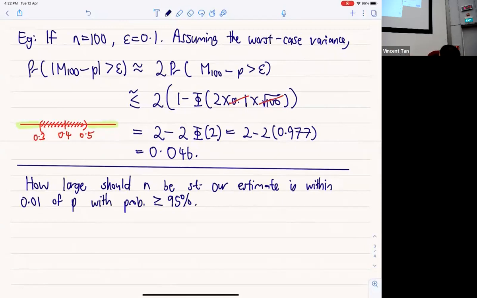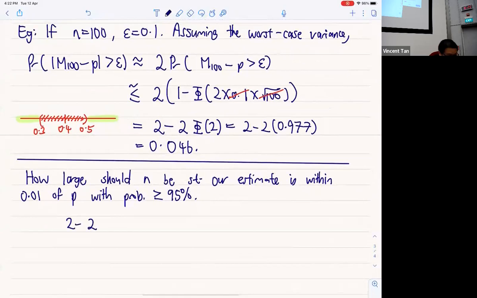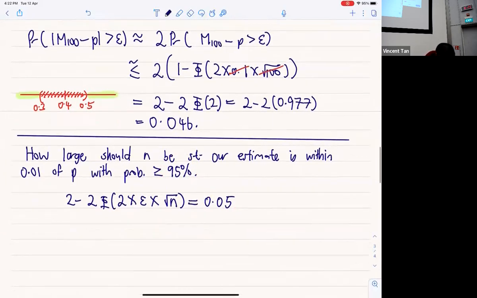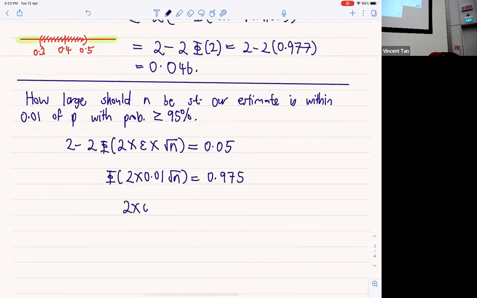Let's see. We can solve an equation. We have 2 minus 2 phi of 2 times epsilon times square root n, and we equate it to 0.05. That is the deviation. Away here, we'll have 0.05 fraction, that is 5%. So that's the unusual, atypical setting. We can solve for this: phi of 2 times epsilon times square root n is equal to 0.975, where epsilon here is 0.01. So this 2 times 0.01, let me write it as 0.02, times square root n.